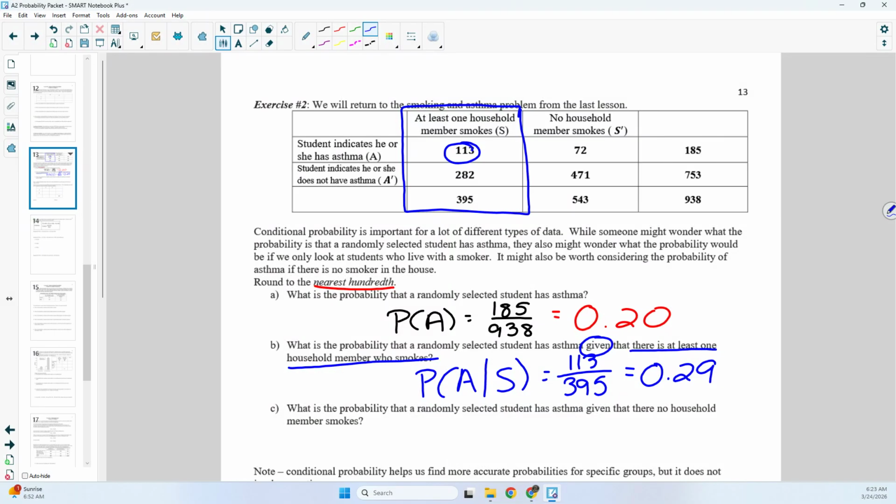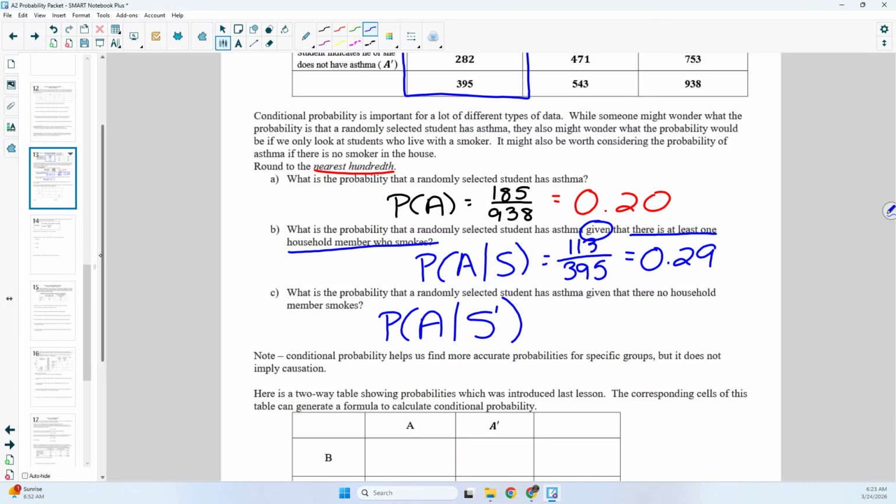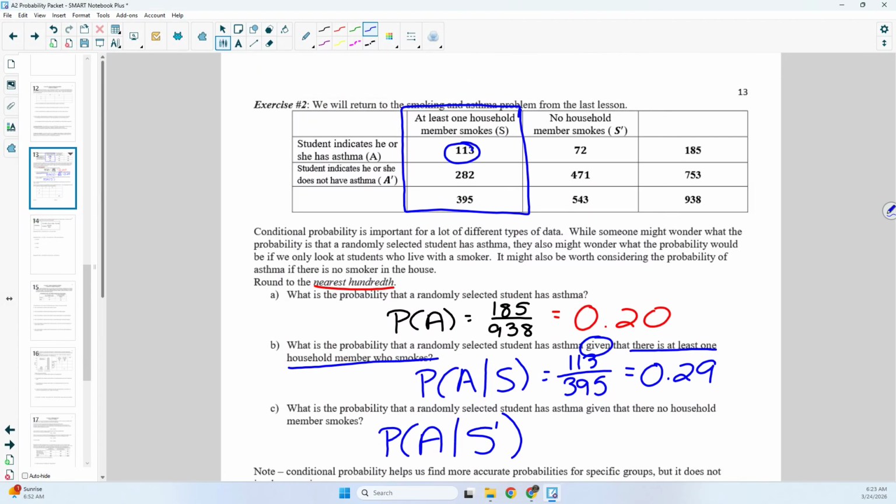So right now we can see that if we just looked at the people who had a household member that smokes, there's actually, we talked about chance, there's a 9% greater chance that they would have asthma. So another group we might look at says, what is the probability that a randomly selected student has asthma, given that there is no household member that smokes? So now we want to know the probability of A, given no household member that smokes, so as complement or as prime.